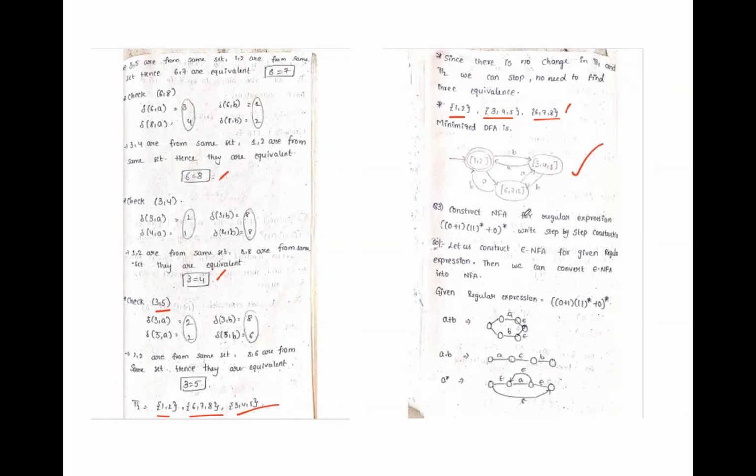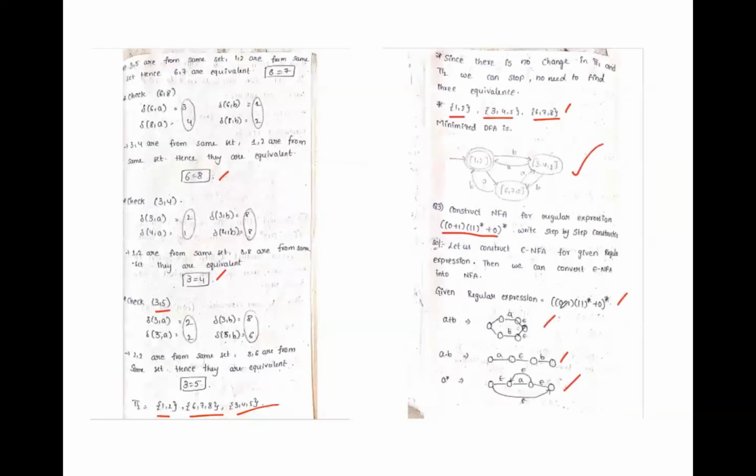And the third question is construct NFA for the regular expression. So this conversion from regular expression to finite automata is done using the subset method. Here we are using subset method to convert the given regular expression to finite automata. So take the expression, and these are the notations. A plus B can be represented in this way. A into B notation, and this is the A star notation.